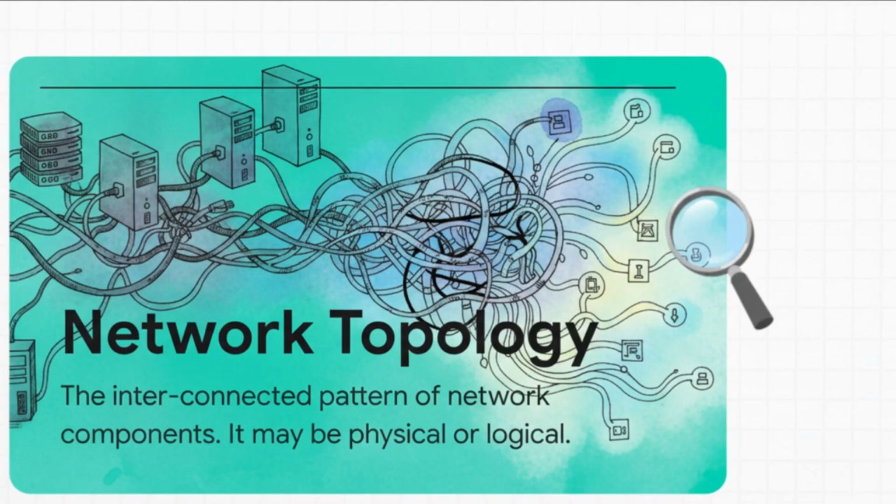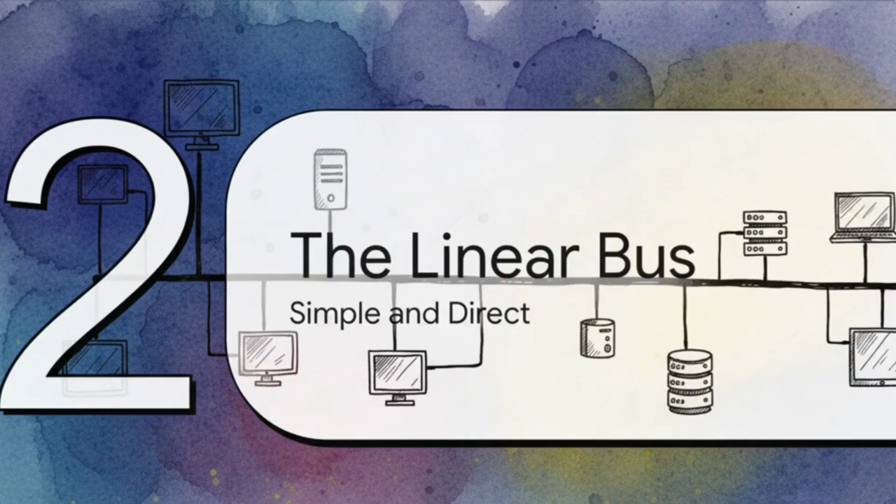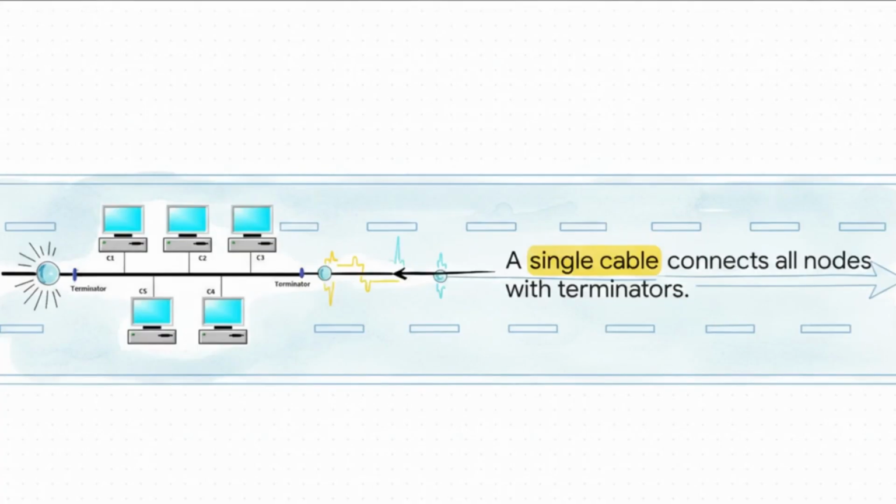It's kind of like a city. The physical topology is the paved roads, but the logical topology is the actual traffic flow. Grasping both sides of this coin is essential for any modern network architect. Moving right along to Section 2, the linear bus. Simple and direct. The linear bus topology is all about striking simplicity.